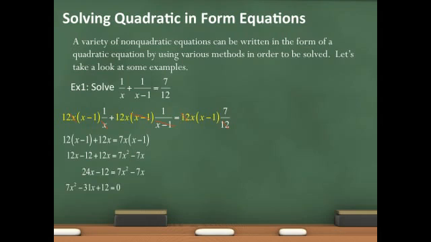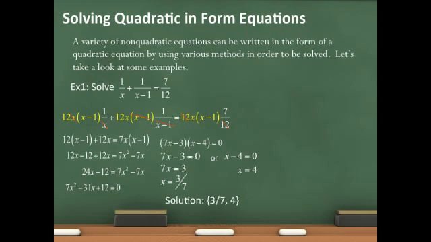So we subtract 24x and add 12 to both sides of the equation. This will give us the equation 7x squared minus 31x plus 12 equals 0. Next, we factor and get the binomials 7x minus 3 times the binomial x minus 4 equals 0. Setting each factor equal to 0 and solving for x gives us two solutions, 3 over 7 and 4. Be sure to check your solutions to make sure they check in the original equation. In this case, both solutions check.